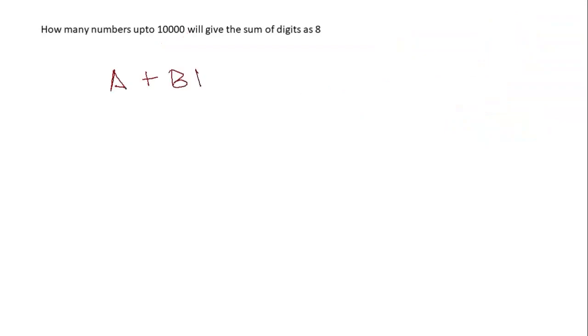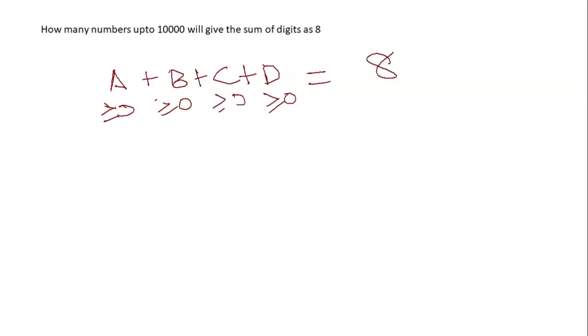So a plus b plus c plus d equal to 8, with each of a, b, c, d greater than or equal to 0.